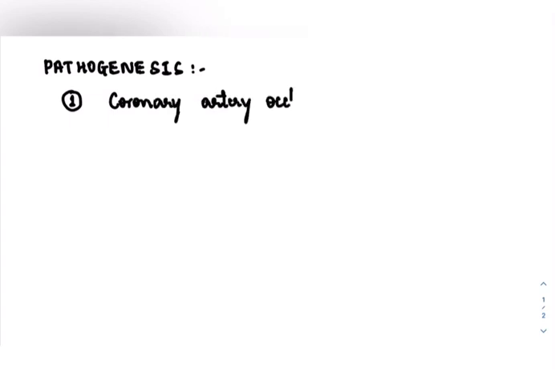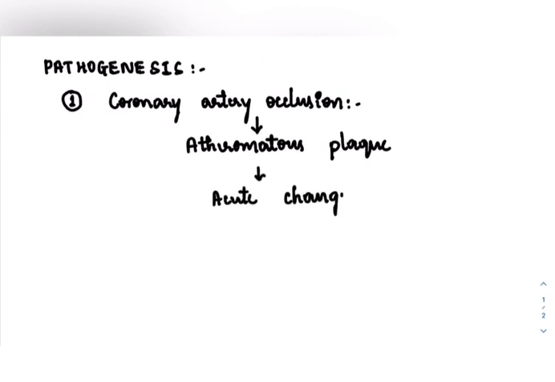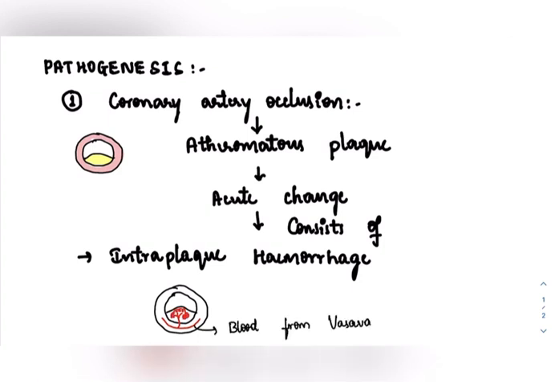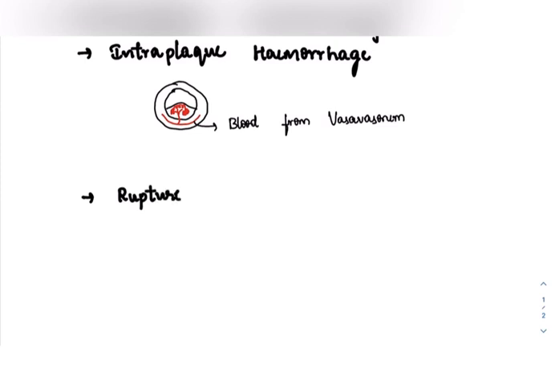One of the causes of myocardial infarction is coronary artery occlusion. There is a pre-existing atheromatous plaque in one of the coronary arteries. That atheromatous plaque undergoes acute change, as you can see in this coronary artery. What are the acute changes? 1. Intraplaque hemorrhage. The atheromatous plaque is supplied by the vasa vasorum of the coronary artery, and that vasa vasorum undergoes hemorrhage.